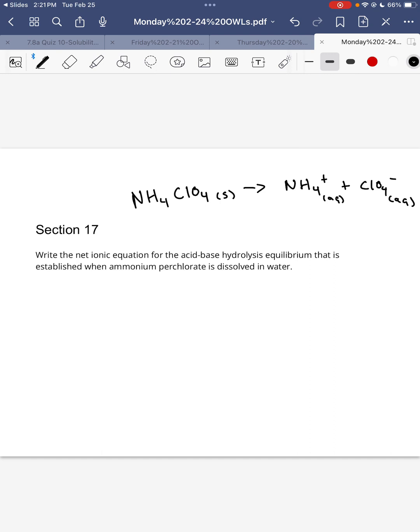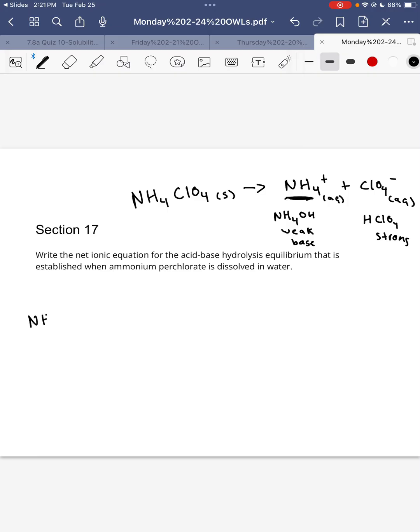Ammonium is the conjugate acid of a weak base, NH4OH, or ammonium hydroxide. Weak base. Perchlorate is the conjugate base of a strong acid, HClO4, strong acid. What that means is that, A, my solution is acidic, and B, I'm going to focus on my ammonium ion because I want to focus on the thing that came from the weak conjugate. And that's true for most of these types of equilibriums, really.